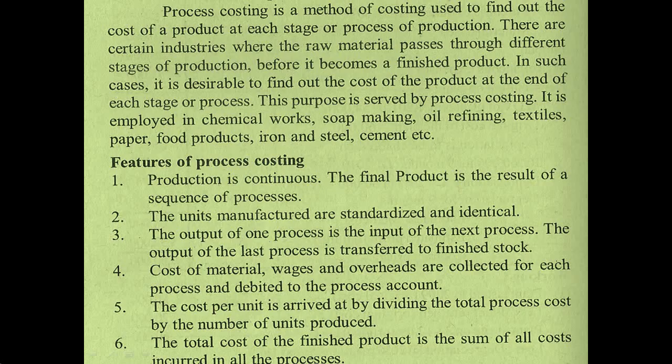Cost of material, wages, and overheads are collected for each process and debited to the process account. The cost per unit is arrived at by dividing the total process cost by the number of units produced. The total cost of the finished product is the sum of all costs incurred in all the processes. Now we'll see the problems on process costing.